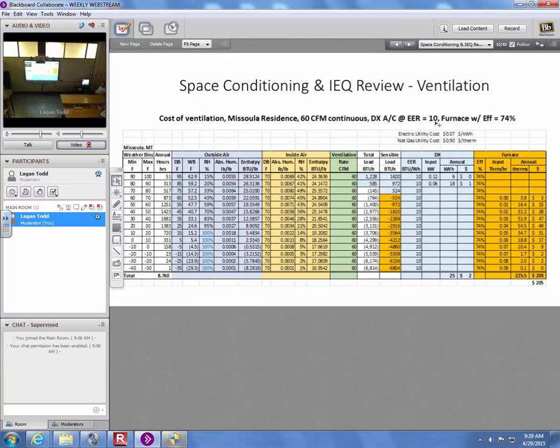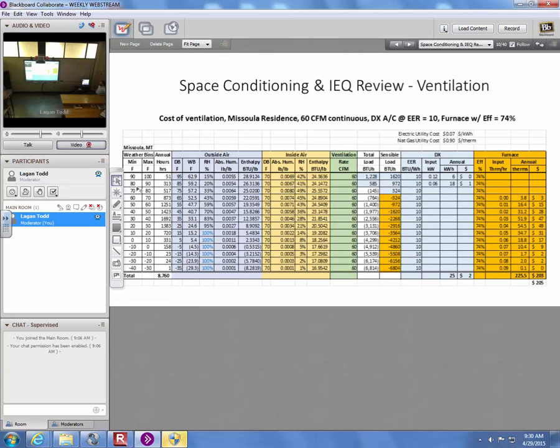SEER converts generally to a slightly lower EER value. So a SEER of 13 might be an EER of 12. Also, even though they might say off the shelf this has a SEER of 13, it doesn't take very long, maybe a year or two, before that efficiency tends to drop with just the toll of time and wear and tear on the equipment.